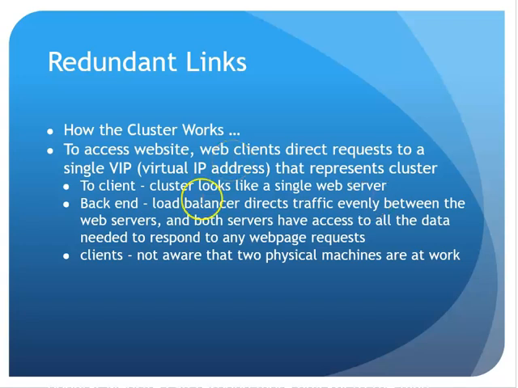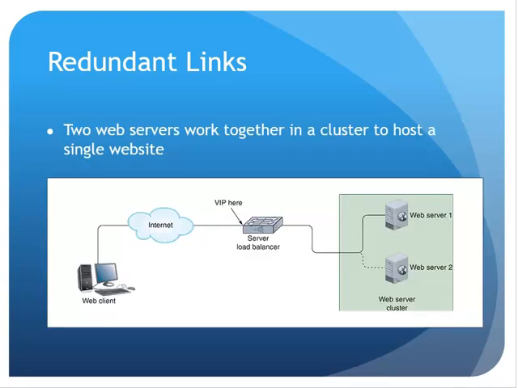The web client looks like a single web server. On the back end, that load balancer is directing traffic even between the two. The clients aren't aware that it's going on. Clients aren't aware there's two or more machines back there. As far as the clients are concerned, it looks like one server, but those two servers are doing the work. They're kind of working together.